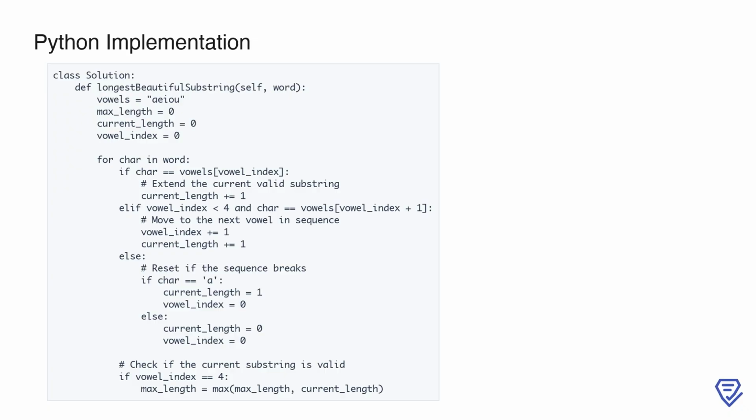Here, we define a class called Solution and implement a method named longestBeautifulSubstring. Inside this method, we first establish a string vowels containing all vowels in order: a, e, i, o, u.